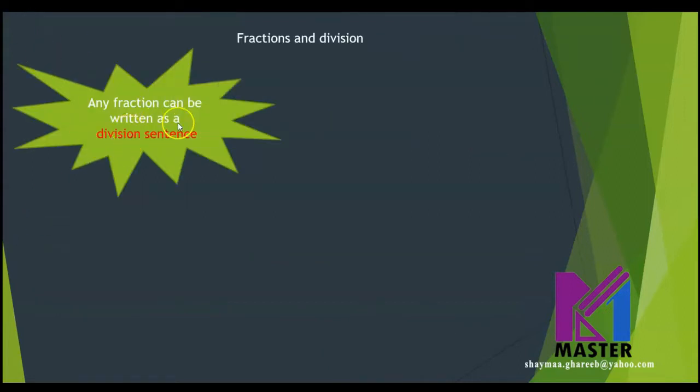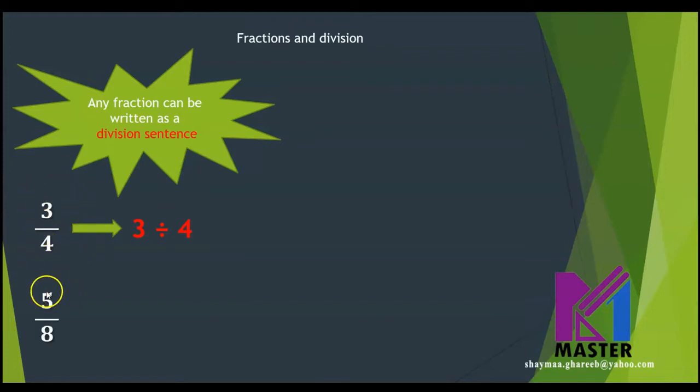We can write any fraction as a division sentence. For example, if I have this fraction here, 3 over 4 or 3 quarters, do you remember reading and writing fractions? We said before that we can read it as 3 divided by 4 as well, because it has the same meaning exactly. So 3 over 4 or 3 quarters means 3 shared among 4 or 3 divided by 4. So if I want to write it as a division sentence, it will be 3 divided by 4. The numerator divided by the denominator.